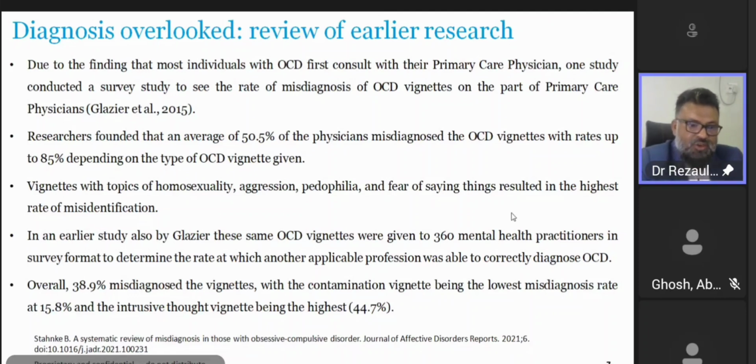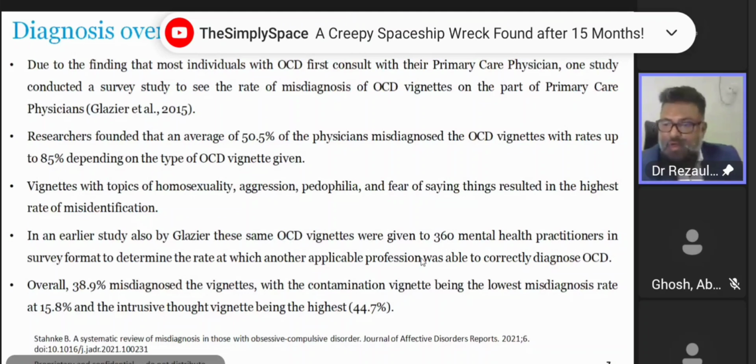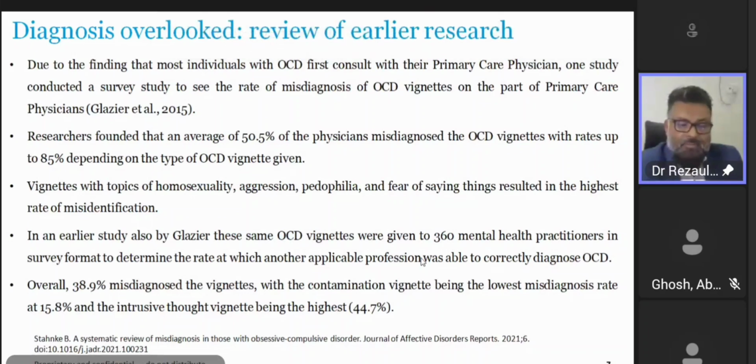misidentification or wrong diagnosis. In an earlier study, the same OCD presentations were given to 360 mental health practitioners in a survey format to determine the rate at which another applicable profession could correctly diagnose OCD. Overall, 38.9% of professionals misdiagnosed the presentations, with contamination being the lowest misdiagnosed at 15.8%, and intrusive thoughts being the highest, at 44.7% misdiagnosed.